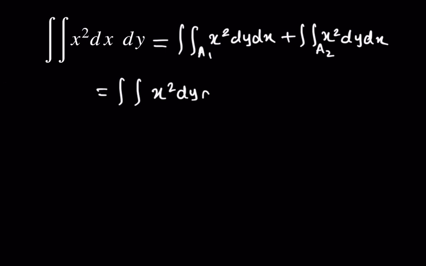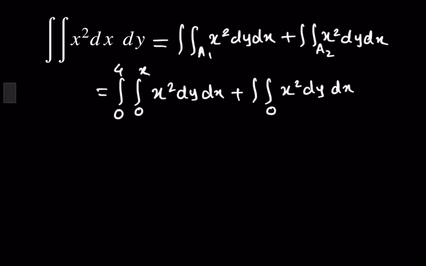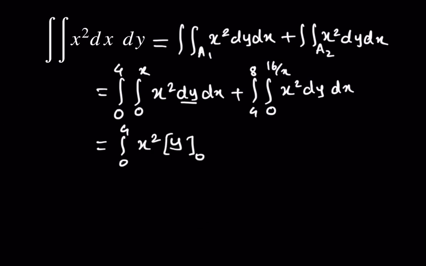The integral equals integration of x squared dy dx, y limits from 0 to x, and x limits from 0 to 4, plus the second part, integration of x squared dy dx, y limits from 0 to 16 by x, and x limits from 4 to 8. X squared is constant. Integration of dy is y, limits 0 to x, dx. Same for the second part, but y limits are 0 to 16 by x.